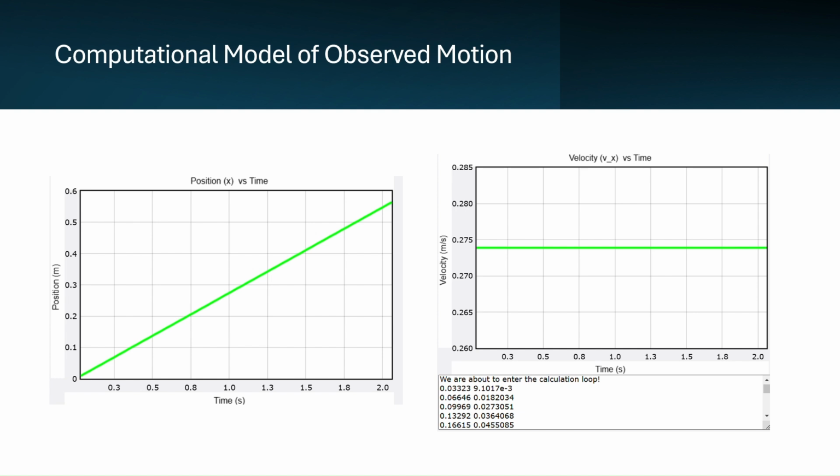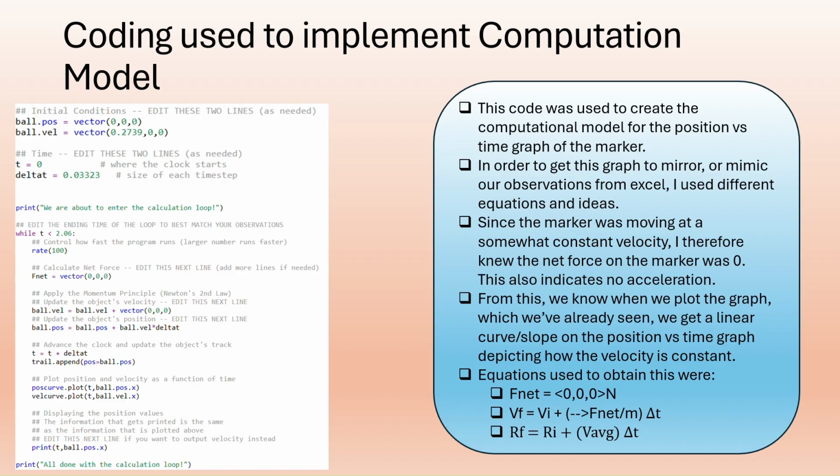And when we look at the velocity versus time graph, we can see that the slope is zero. There is no increasing, there's no decreasing, it's just zero. But it's at 0.275 almost. And that is to indicate that it's moving at this velocity, but constantly. It's not changing at all. Also indicating no net force.